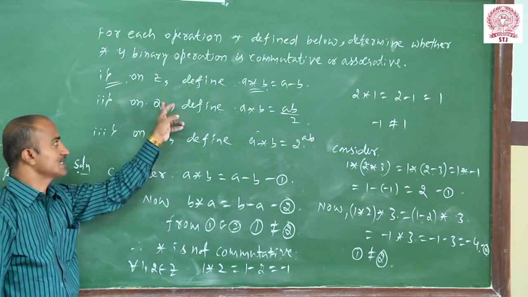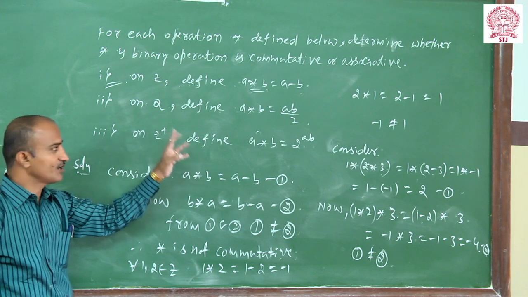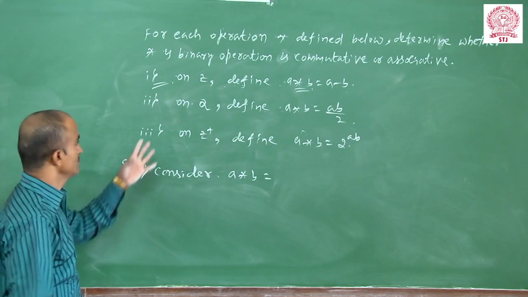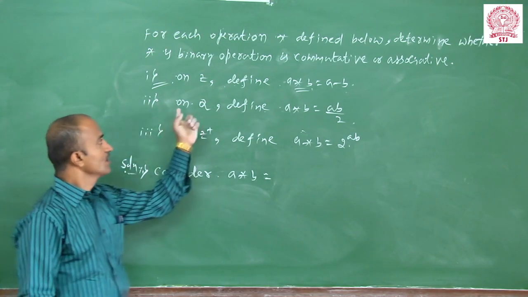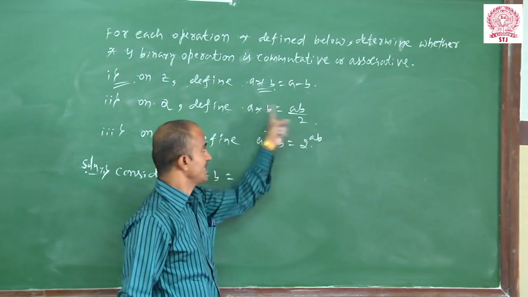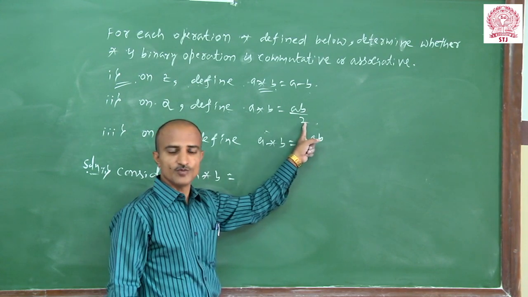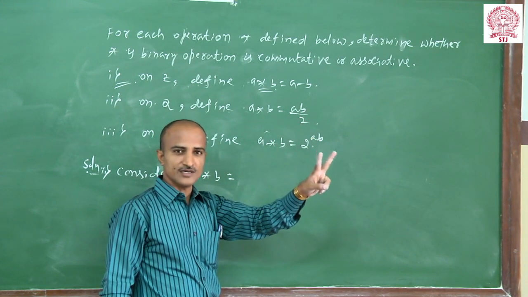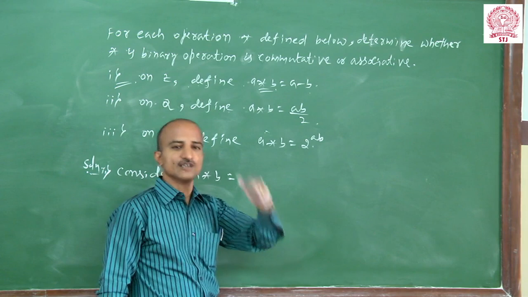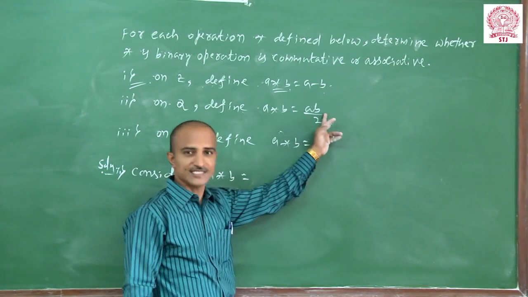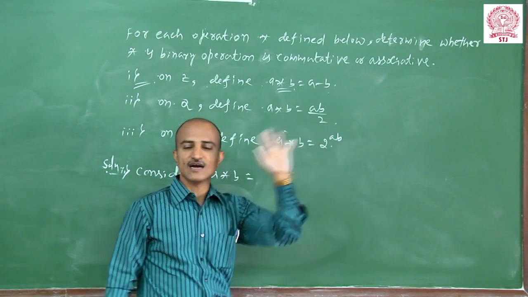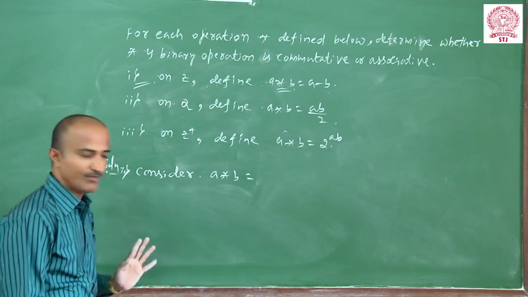Define star on rational numbers and on the set of positive integers. Now we'll take up the second one. On Q, the set of rational numbers, star is defined as a star b equals ab by 2. The product of any two rational numbers is a rational number, and then a rational number divided by 2 is also a rational number. Therefore, a star b equals ab by 2 is a binary operation.